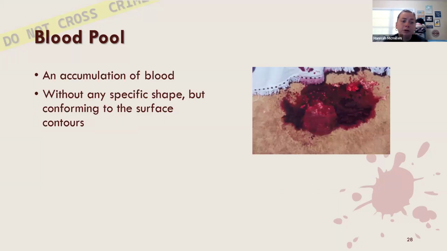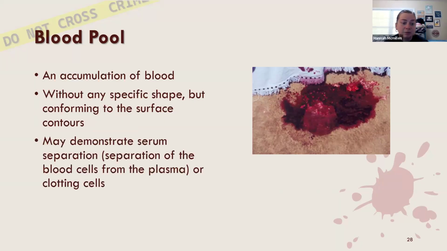So going into a blood pool, this is an accumulation of blood without any specific shape, but conforms to the surface contours. So it's going to essentially take the shape of whatever it's pooling in. This may demonstrate serum separation, or the separation of blood cells from the plasma or clotting cells. So you can kind of see that it looks like there's some serum separation in this area of this blood pool here. But as the blood is absorbing into the carpet surface that you see, it's starting to spread out, right? So it's going to conform to the surface that it's on.